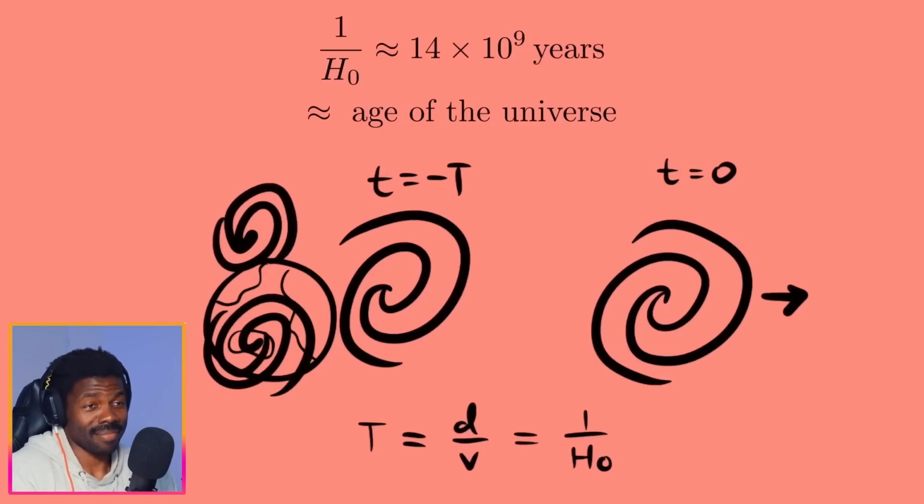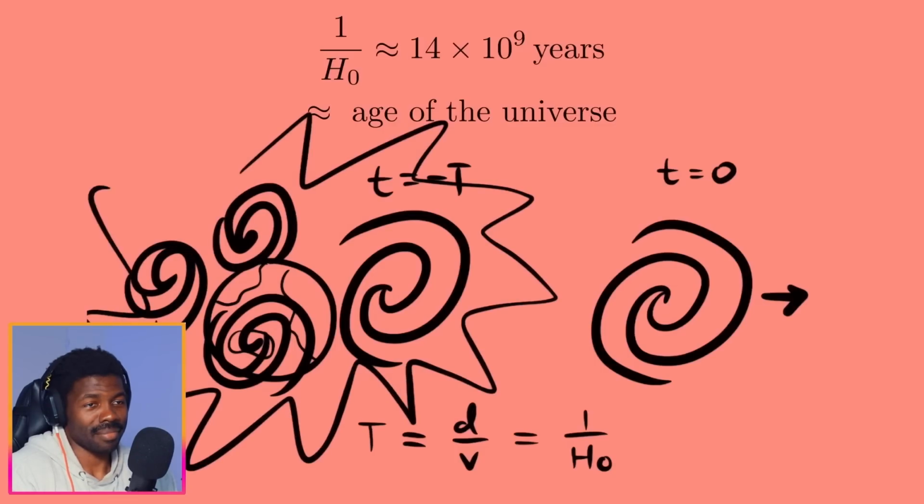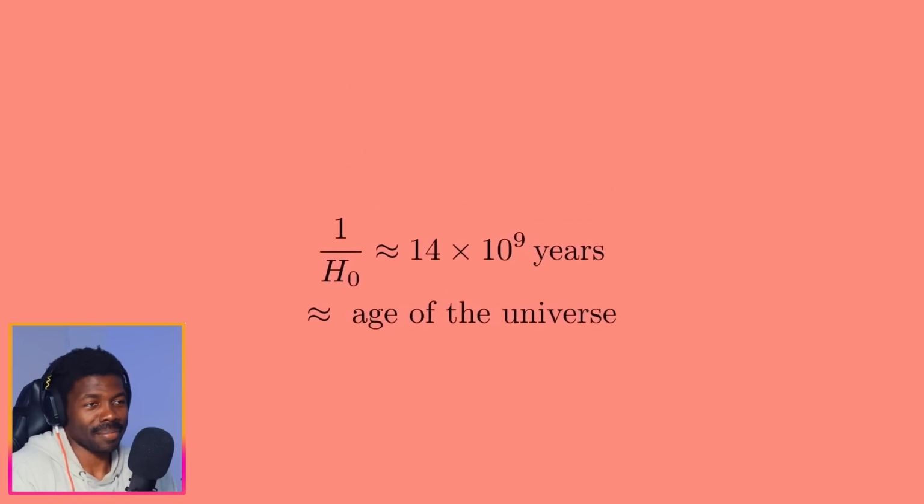That means 14 billion years ago, all the galaxies in the universe were on top of each other, and that sounds an awful lot like the Big Bang. Now, as it turns out, this explanation is actually completely wrong. The rate of expansion of the universe has changed dramatically over time, so there's no reason to expect galaxies have always been moving at the same speed.